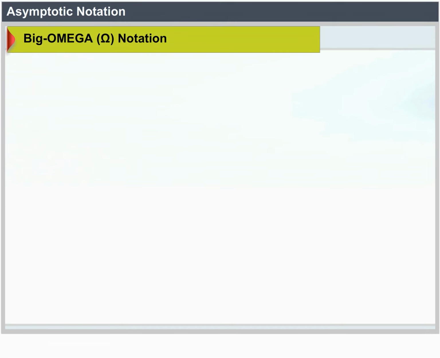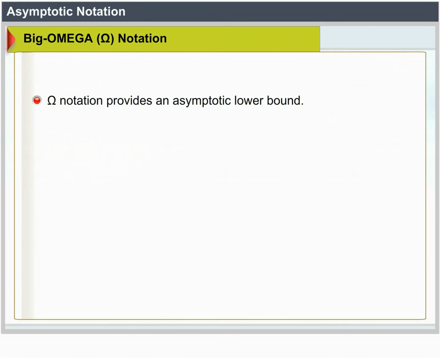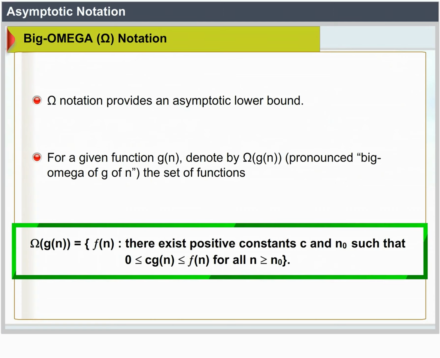Big omega notation. Big omega notation provides an asymptotic lower bound. For a given function g(n), denote by Ω(g(n)) the set of functions Ω(g(n)) = {f(n) such that there exist positive constants c and n₀ such that 0 ≤ cg(n) ≤ f(n) for all n ≥ n₀}.